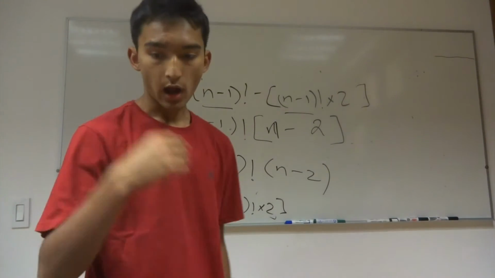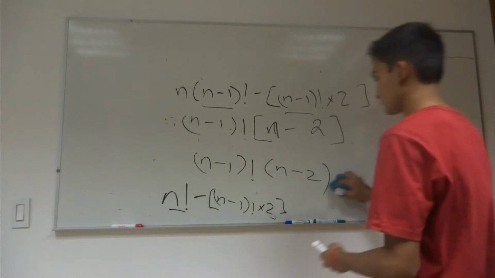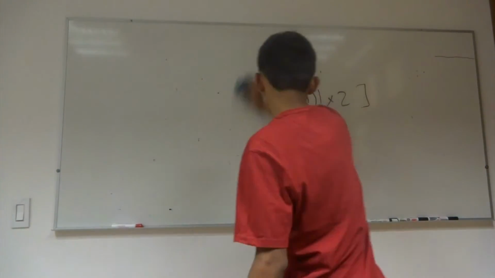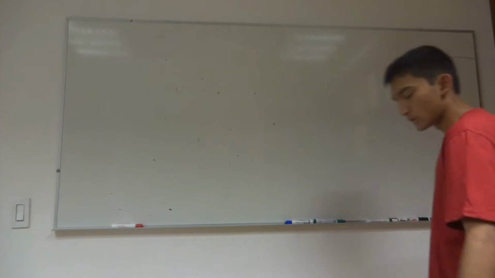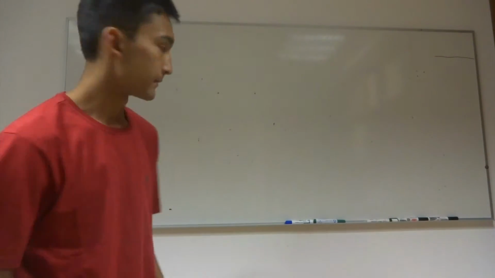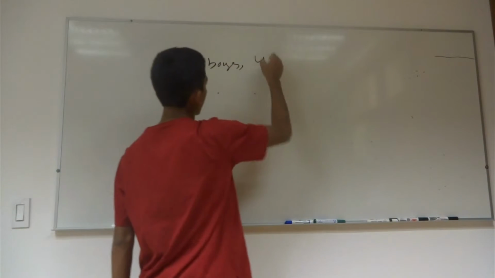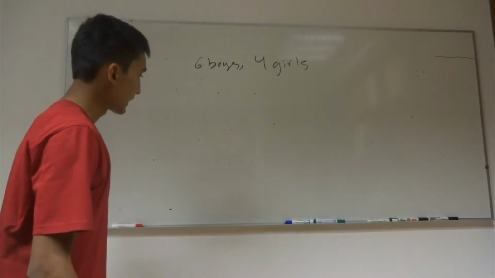Thank you. I think I'll give you another sum also. Let 6 boys and 4 girls stand in a line such that the girls never stand together. So 6 boys, 4 girls, straight line, and no girls should be standing together. How can we arrange this?